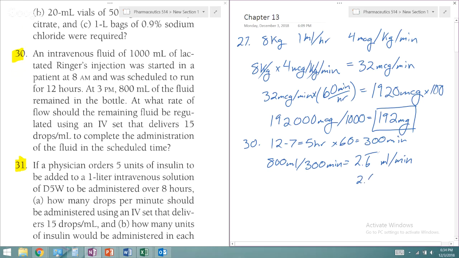So instead of writing 2.6666666, you just put that line over it. For people who don't know mathematical abbreviations, I don't know if I've explained that before. All right, and then the 2.6 repeating milliliters a minute. And you want to multiply that by the 15 drops a milliliter. So then that cancels out. And so you find that you need 40 drops a minute.